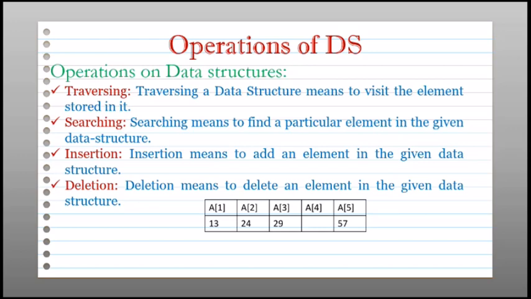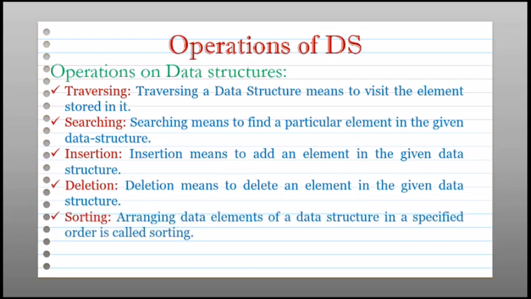So after deleting, we will get the array 13, 24, 29. Then we have deleted the 4th element and then 57 as it is. So this operation of deleting, or you can say removing the element from the data structure, is called deletion operation.